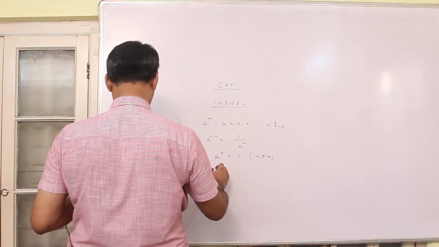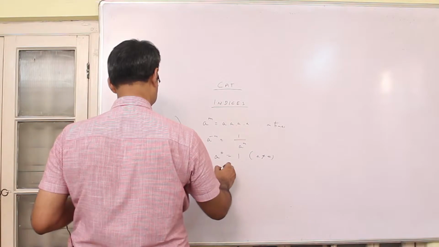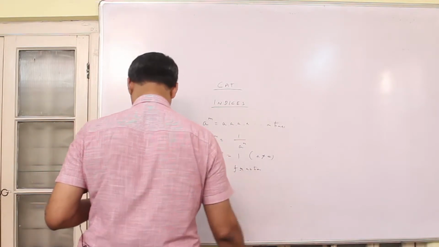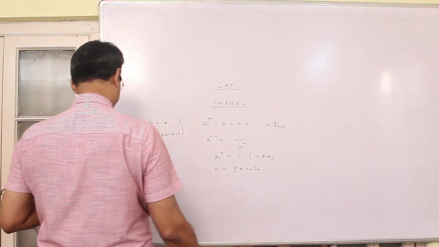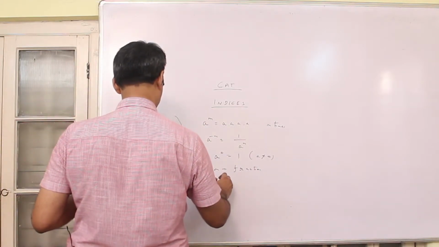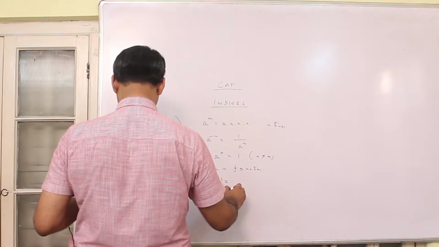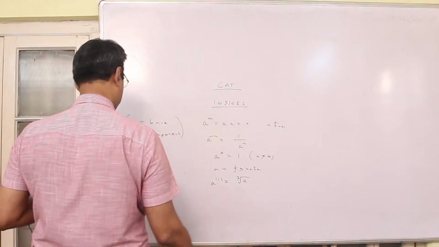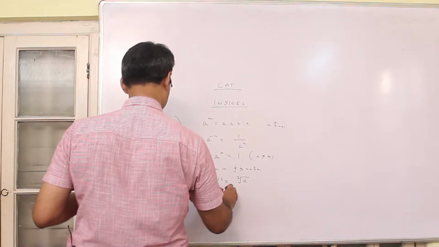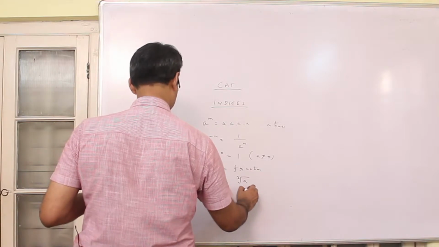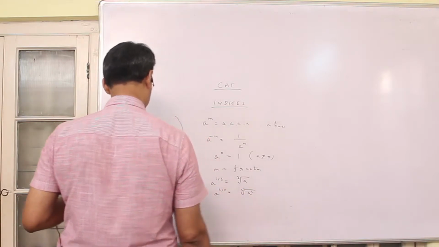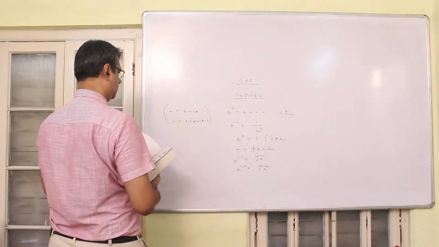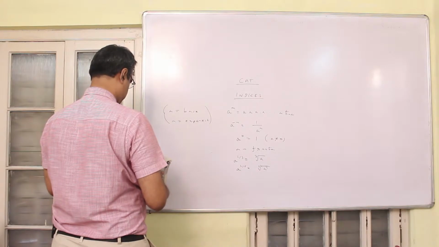Now, if m is a fraction, for example a to the power 1/3, that will be the cube root of a. If m is 2/5, that is the 5th root of a square. So if m is a fraction, then we can consider the expression like this.